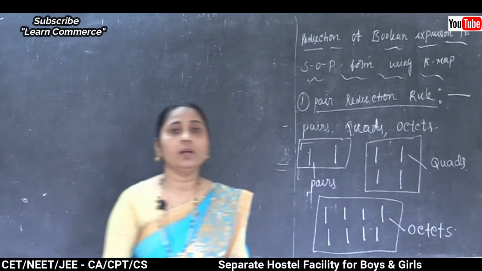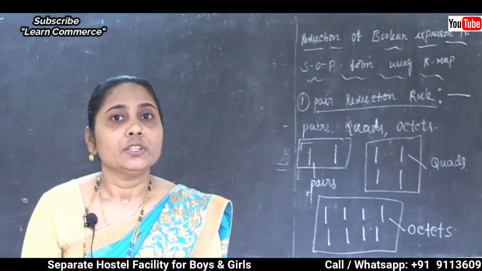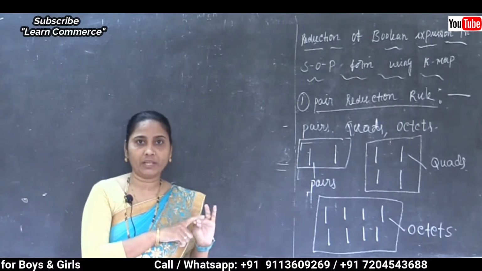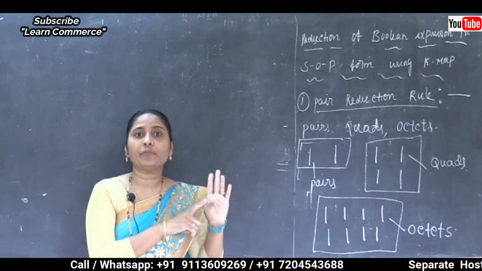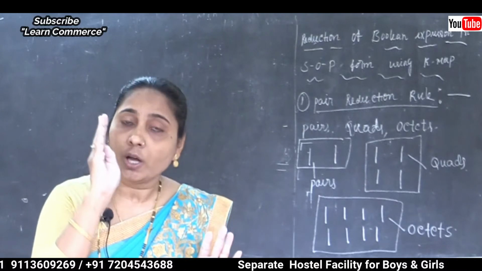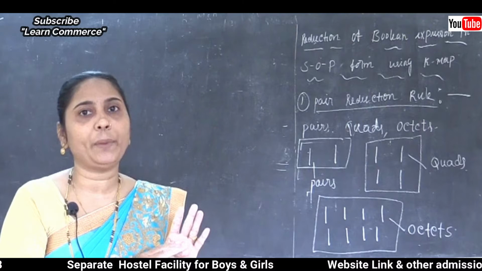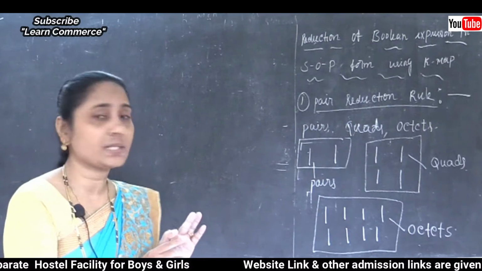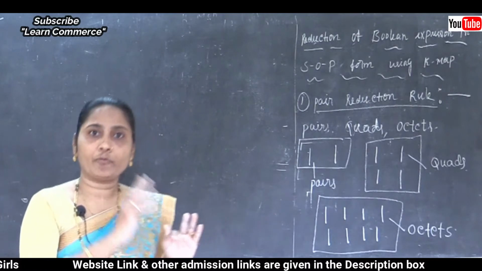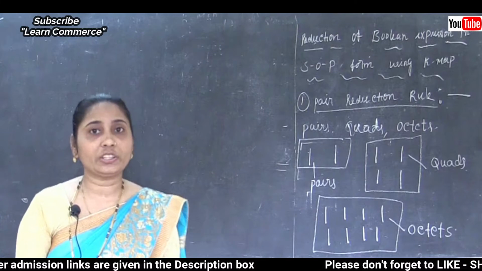Clear this point? To reduce an expression, first we need to check whether we will get pairs, quads and octets. And how are we going to check? If 2 ones are there, you encircle those 2 ones. It is called a pair. Now maybe 4 ones are there, that means surely you take it as a quad. And if 8 ones are there, you make it an octet here.